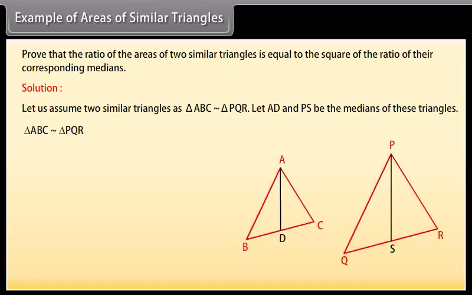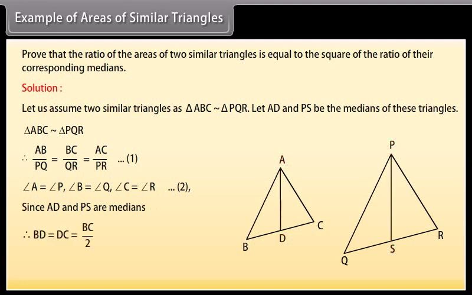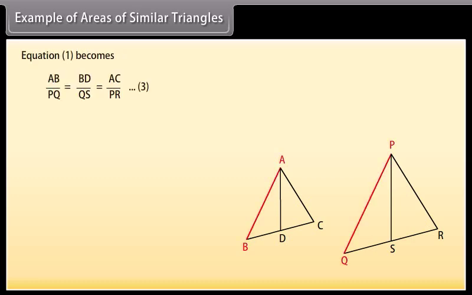Because triangle ABC is similar to triangle PQR, therefore AB upon PQ equals BC upon QR, which is equal to AC upon PR. Mark it as 1. Angle A equals angle P, angle B equals angle Q, angle C equals angle R. Mark it as 2. Since AD and PS are medians, therefore BD is equal to DC, which equals BC upon 2, and QS is equal to SR, which equals QR upon 2. Equation 1 becomes AB upon PQ as BD upon QS, which is equal to AC upon PR, which is equation 3.